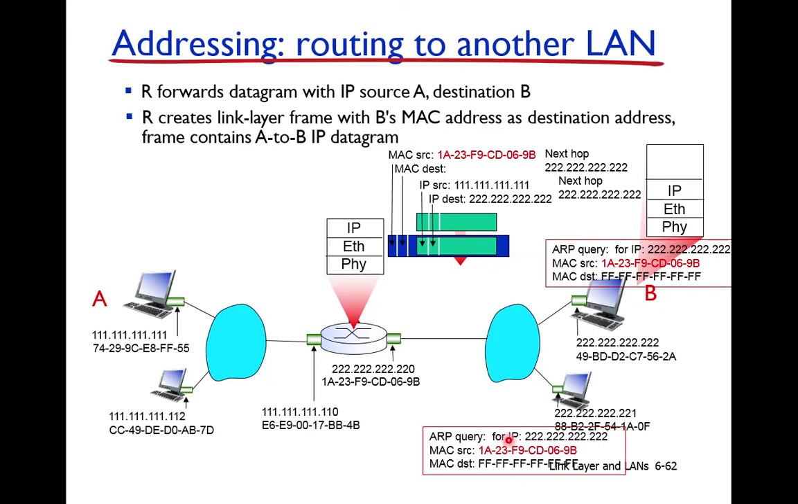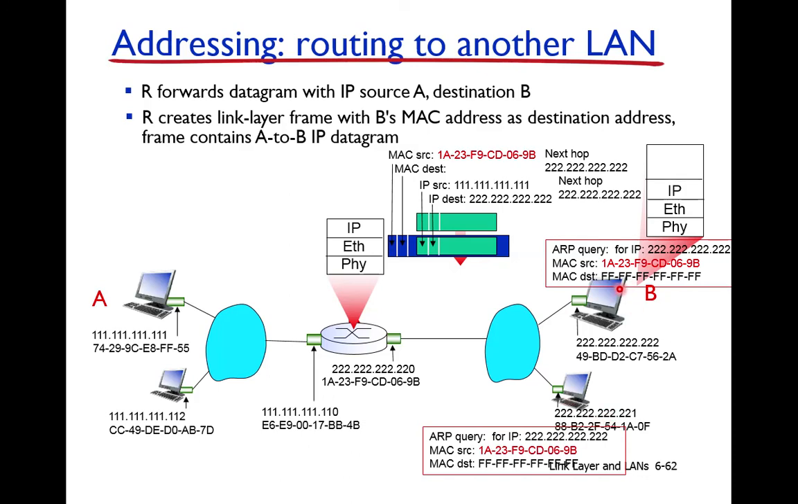But when it looks at this ARP query, it is for the IP address 222.222.222.222, but this node has the IP address 222.222.222.221. So this IP address is not matching with its IP address, so it will discard the message, because it doesn't know the MAC address of this IP. It only knows the MAC address of itself, its own IP. So it will discard.